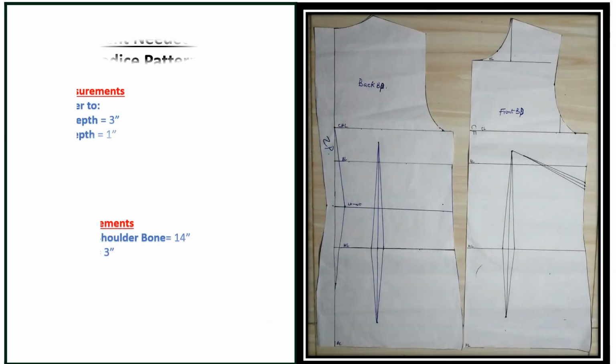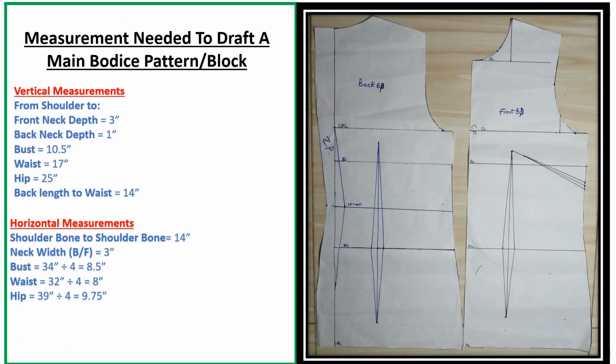Today I'm going to be taking you on a tutorial on how to draft a main body block using the freehand method. I believe you are going to enjoy this tutorial and I do hope you find it very helpful. In this tutorial, I'm going to be using my own body measurements. Right on the screen are the measurements we shall be using for both vertical and horizontal measurement.